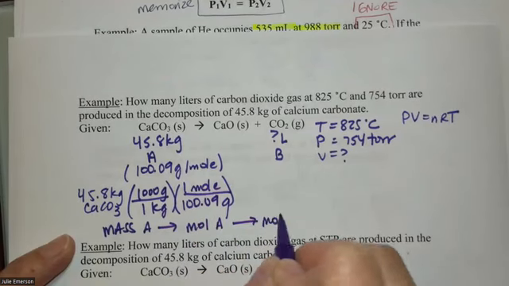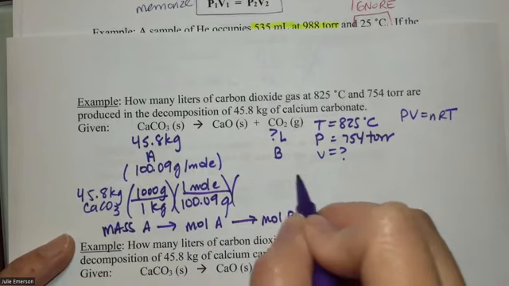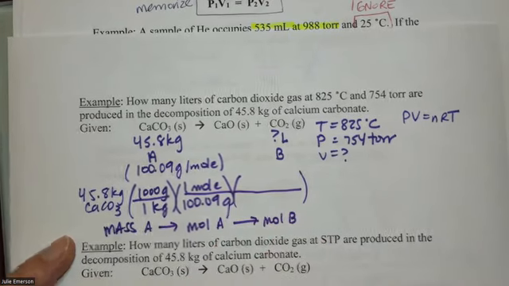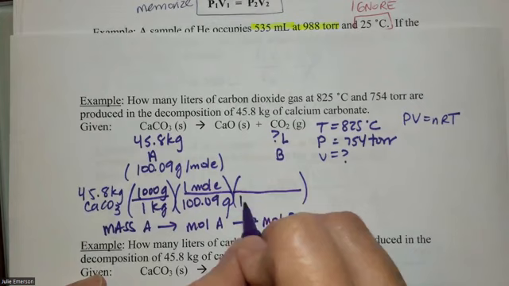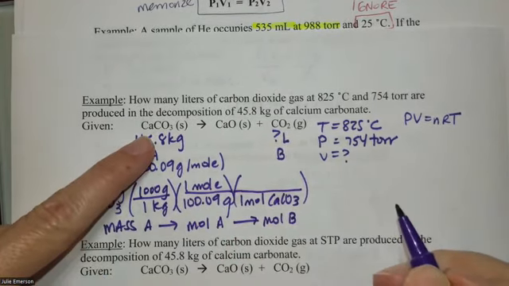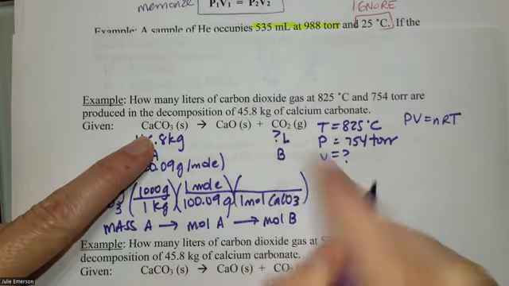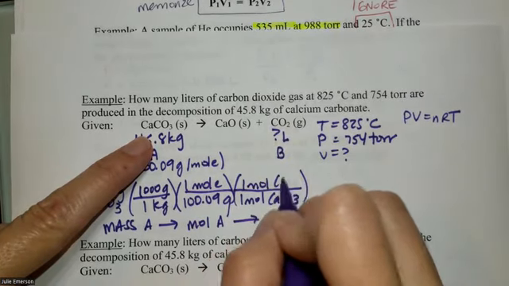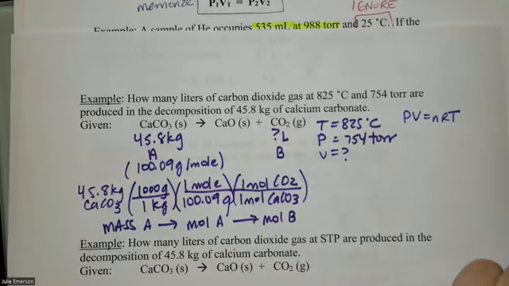Now we need to go to moles of B. And we know the mole ratio is always that center step, right? This is all looking very familiar. In this case, it's a 1-to-1. The balanced equation says for every 1 calcium carbonate, we're going to produce 1 CO2. So there's our mole to mole ratio from the balanced equation.